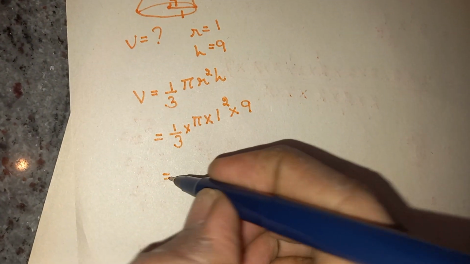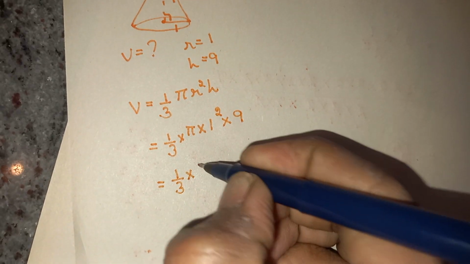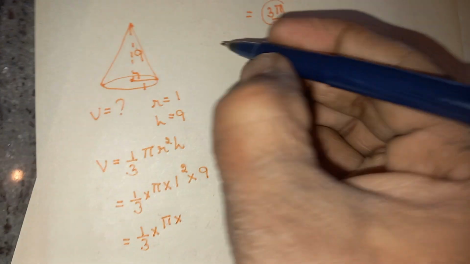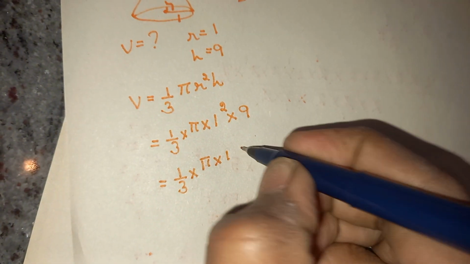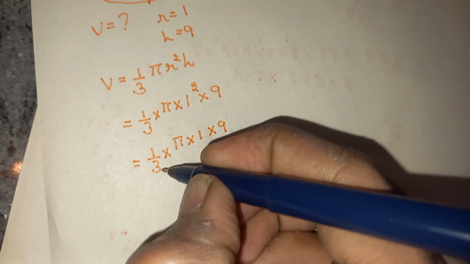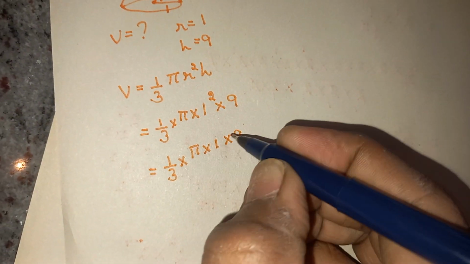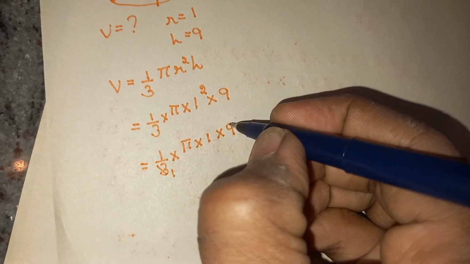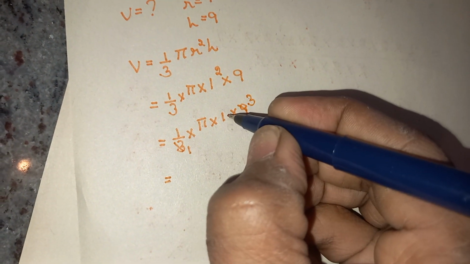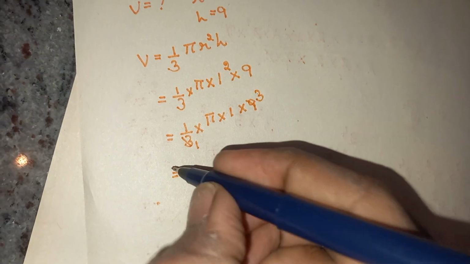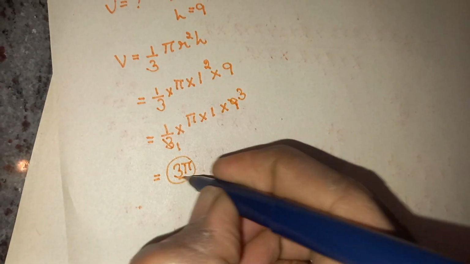Now you can do this problem. 1 by 3 times pi times 1 square, which means 1 times 1, remains 1, and here it is 9. You can divide the denominator and numerator: 3 1 times, 3 3 times. 1 times pi is pi. Again pi times 1 is pi. Pi times 3 is 3 pi. 3 pi cubic units is the volume of this cone.